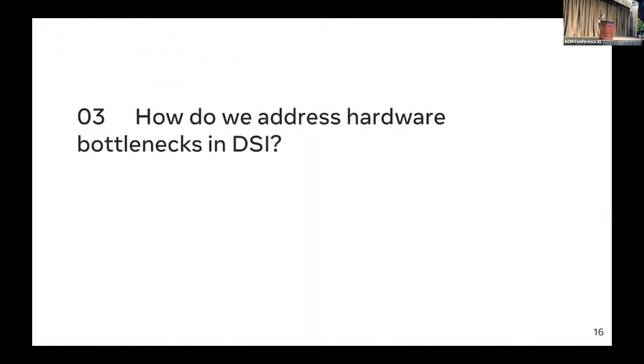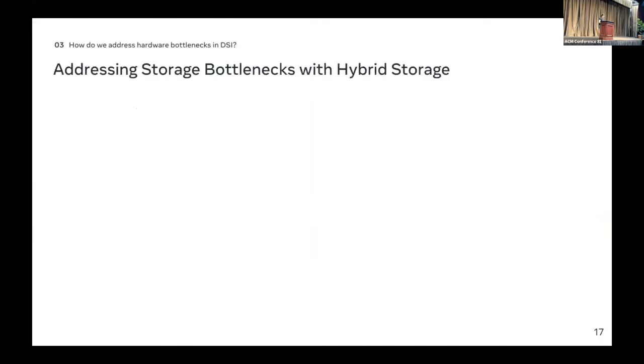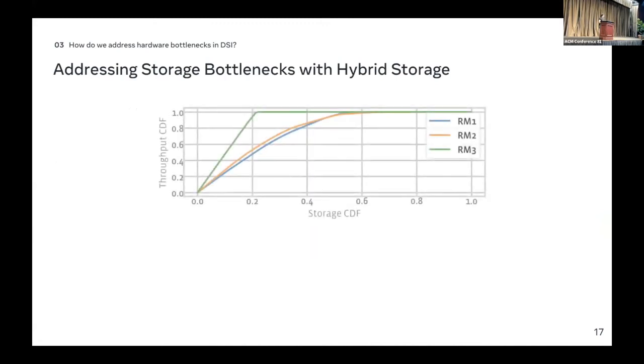Okay, we've seen the bottlenecks. How do we address them, right? Well, if we go back to the storage tier, what we think is a promising area is leveraging application characteristics, right? And we're leveraging the fact that there is data reuse across training jobs for a given model type. So what I'm showing here is across our 3 recommendation model types.